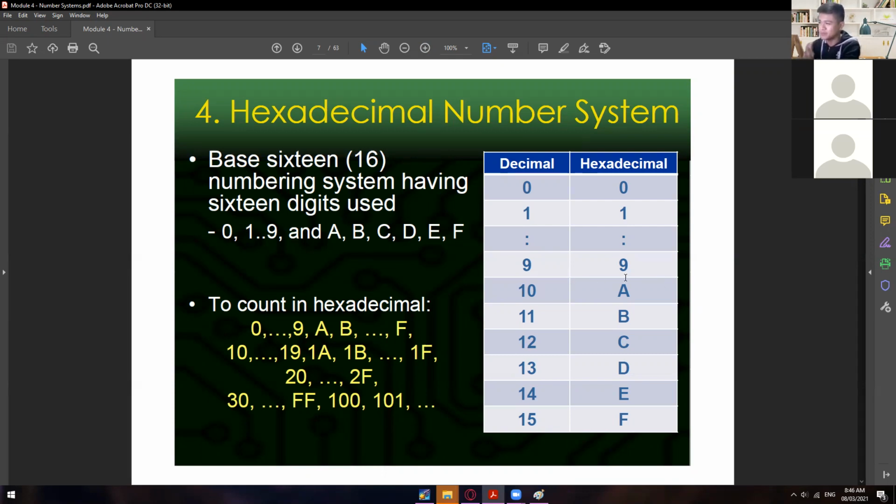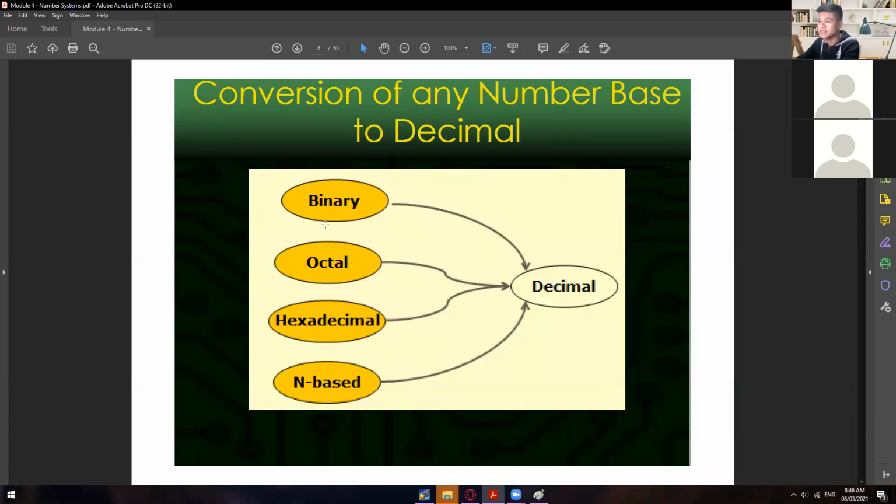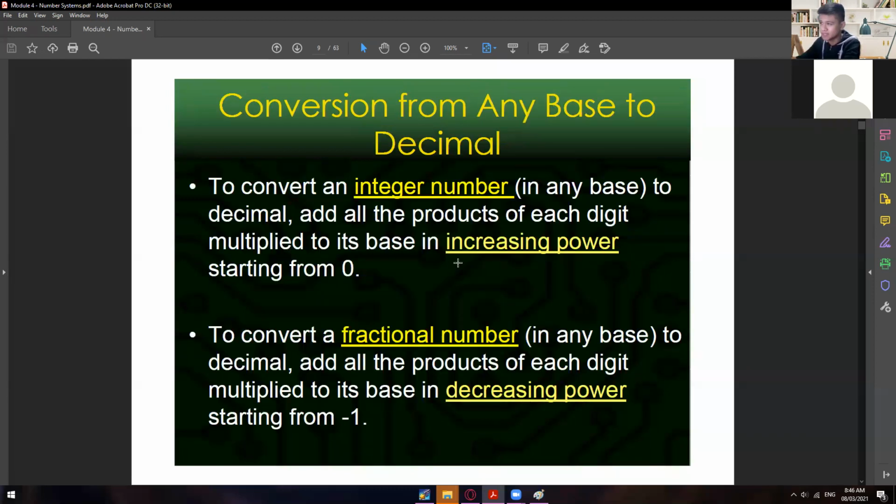So again, when we see hexadecimal, 0 to 9 are represented the same. However, 10 to 15 are now A to F, right? So here's what you can do when it comes to conversion. You can convert binary to decimal, octal to decimal, hexadecimal to decimal, and then any base to decimal. So here's how you do this.